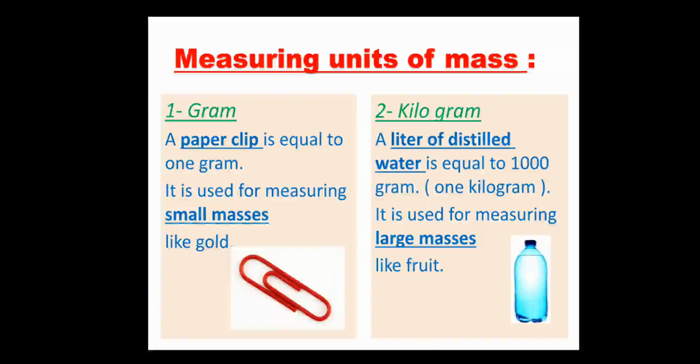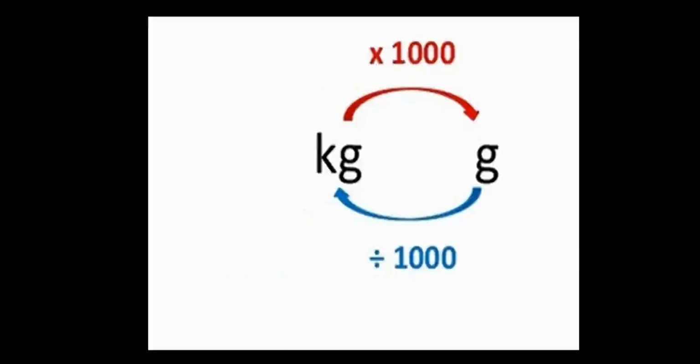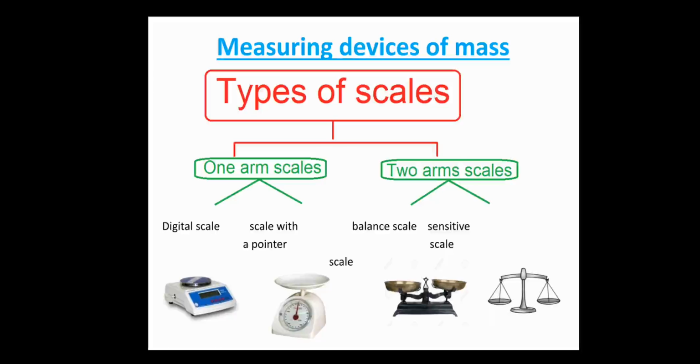So, what are the measuring units of mass? There are two units of mass: gram and kilogram. Gram for measuring small masses like gold, and kilogram for measuring large masses like fruits. A paper clip equals 1 gram, 1 liter of distilled water equals 1 kilogram, and 1 kilogram equals 1,000 grams. Okay?